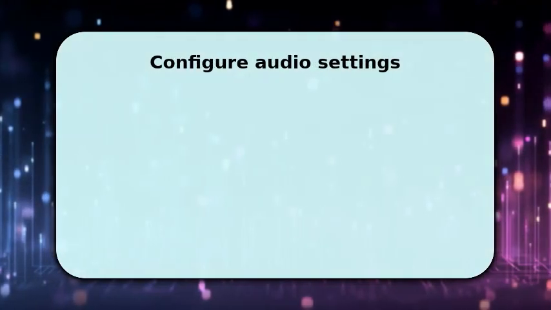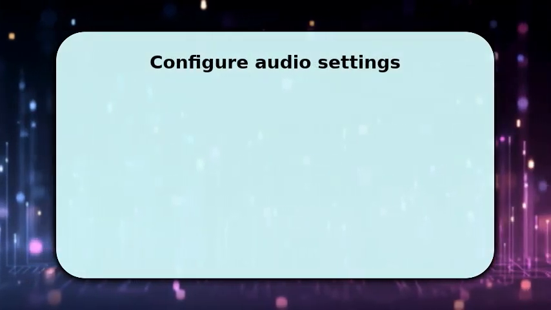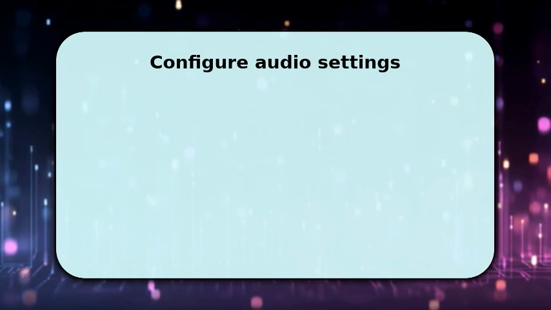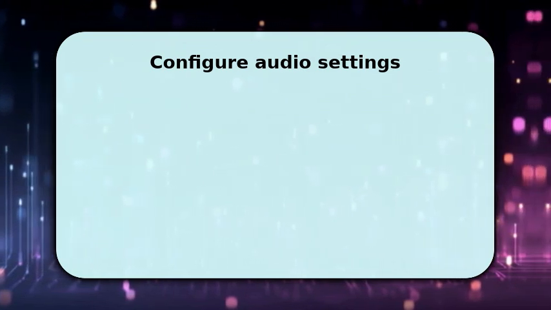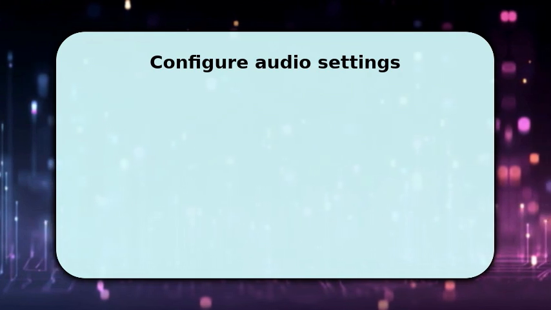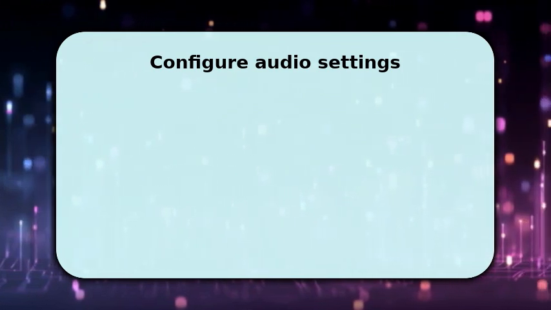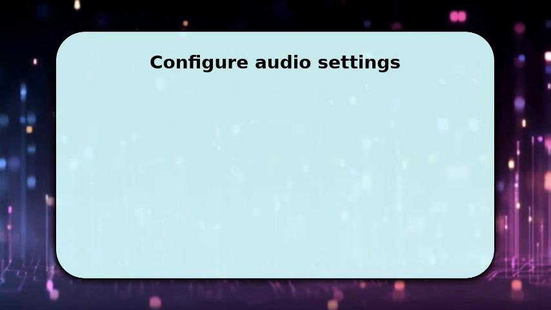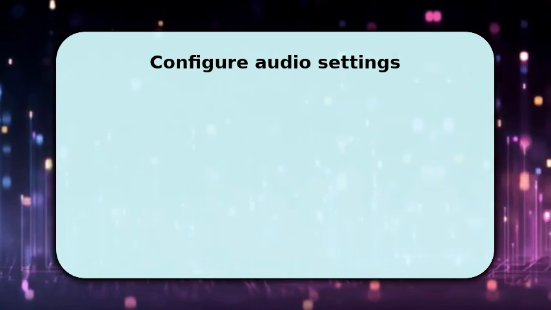Next, configure both the operating system and Synapse to optimize sound. Go to Windows Sound Settings and select BlackShark V2 as your input device. Do the same for output. In Synapse, set mic gain, enable noise suppression, and adjust side tone so you hear yourself without feedback.